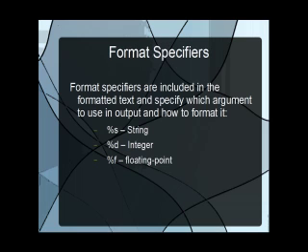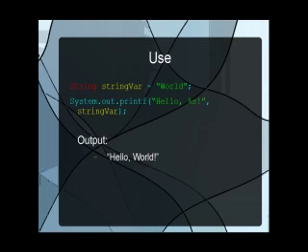Format specifiers are included in the formatted text and specify which argument to use in an output and how to format it. %s for the string, %d for integers, and %f for floating point, for example. This is an example of use of it. You have a string variable equals world, and then once you use the method as you see, you'll get that output.